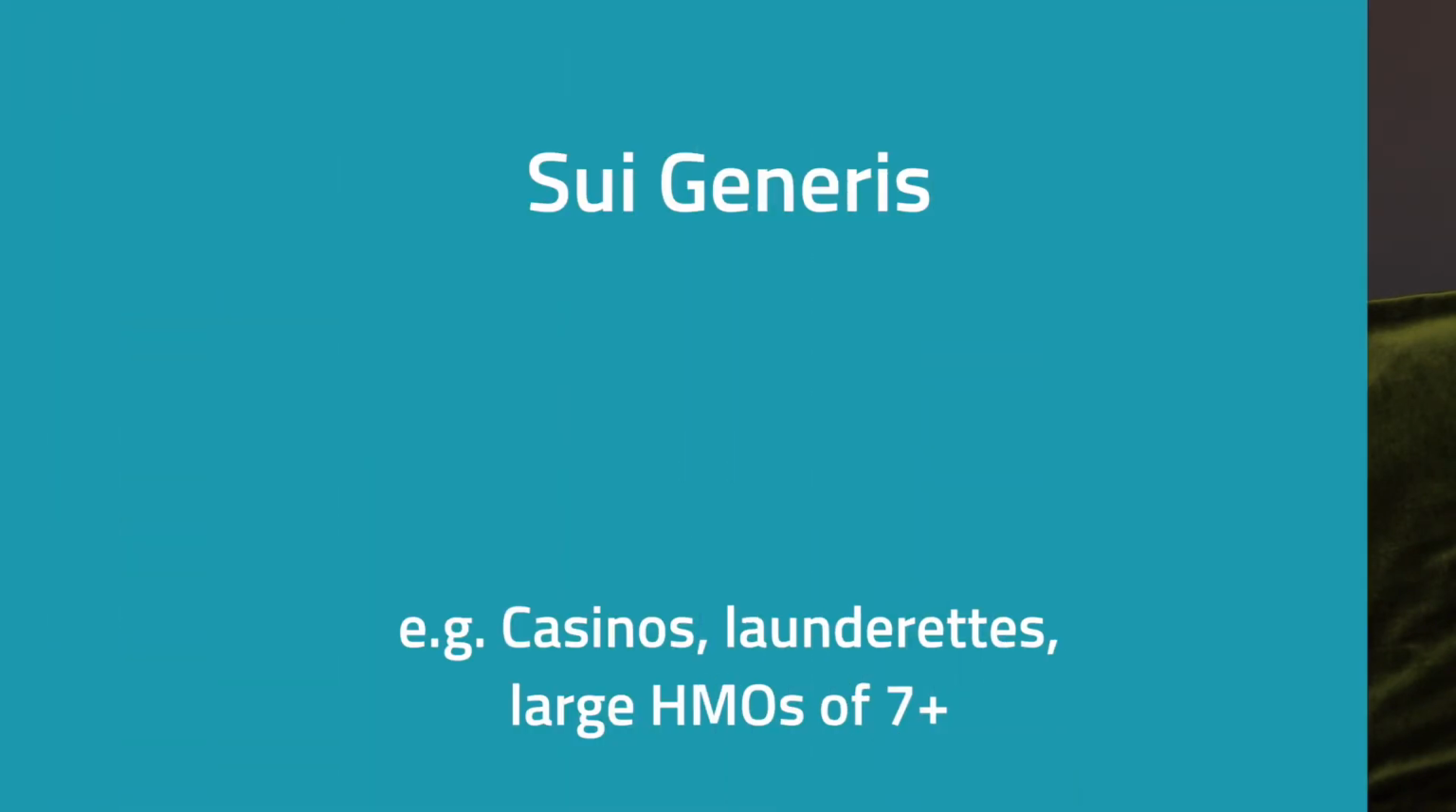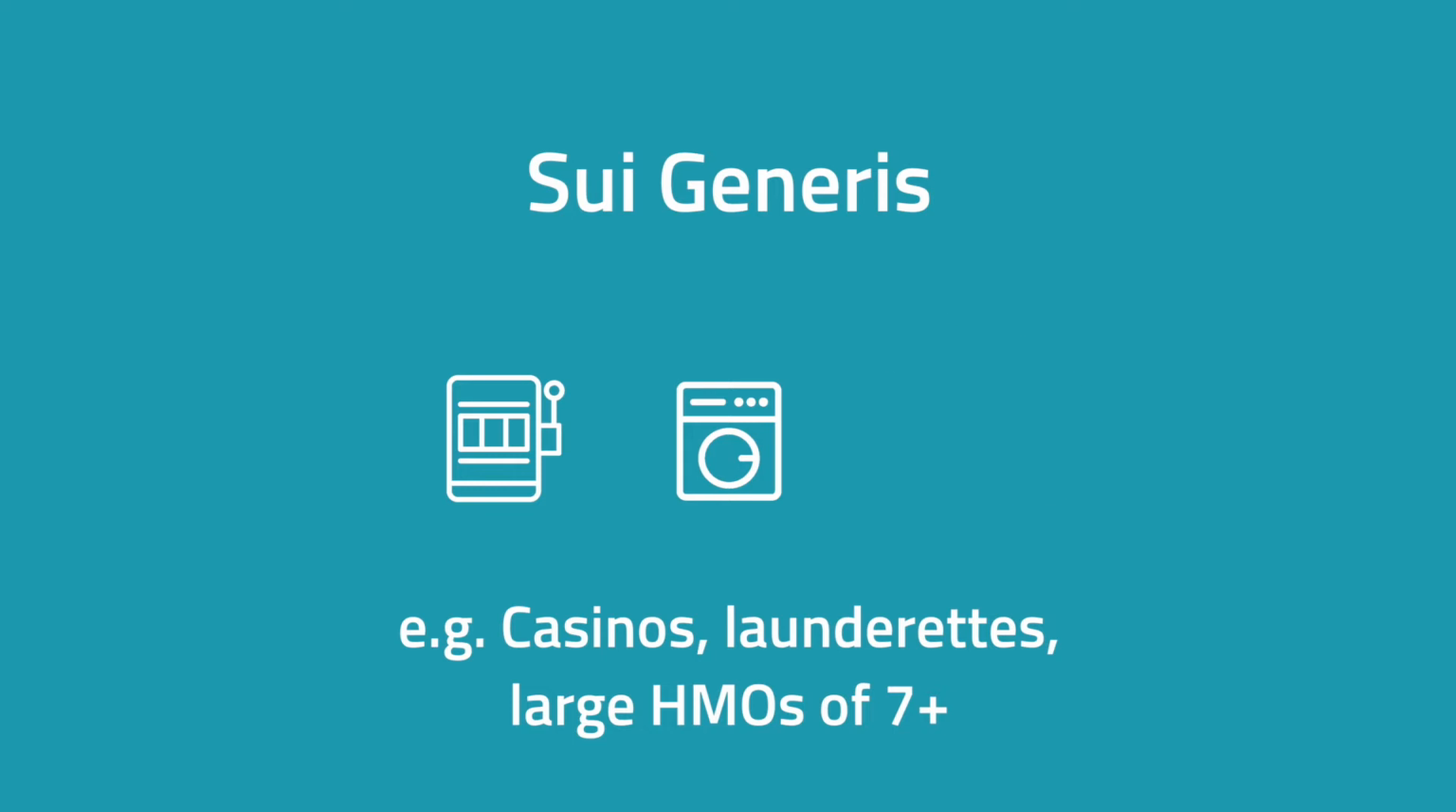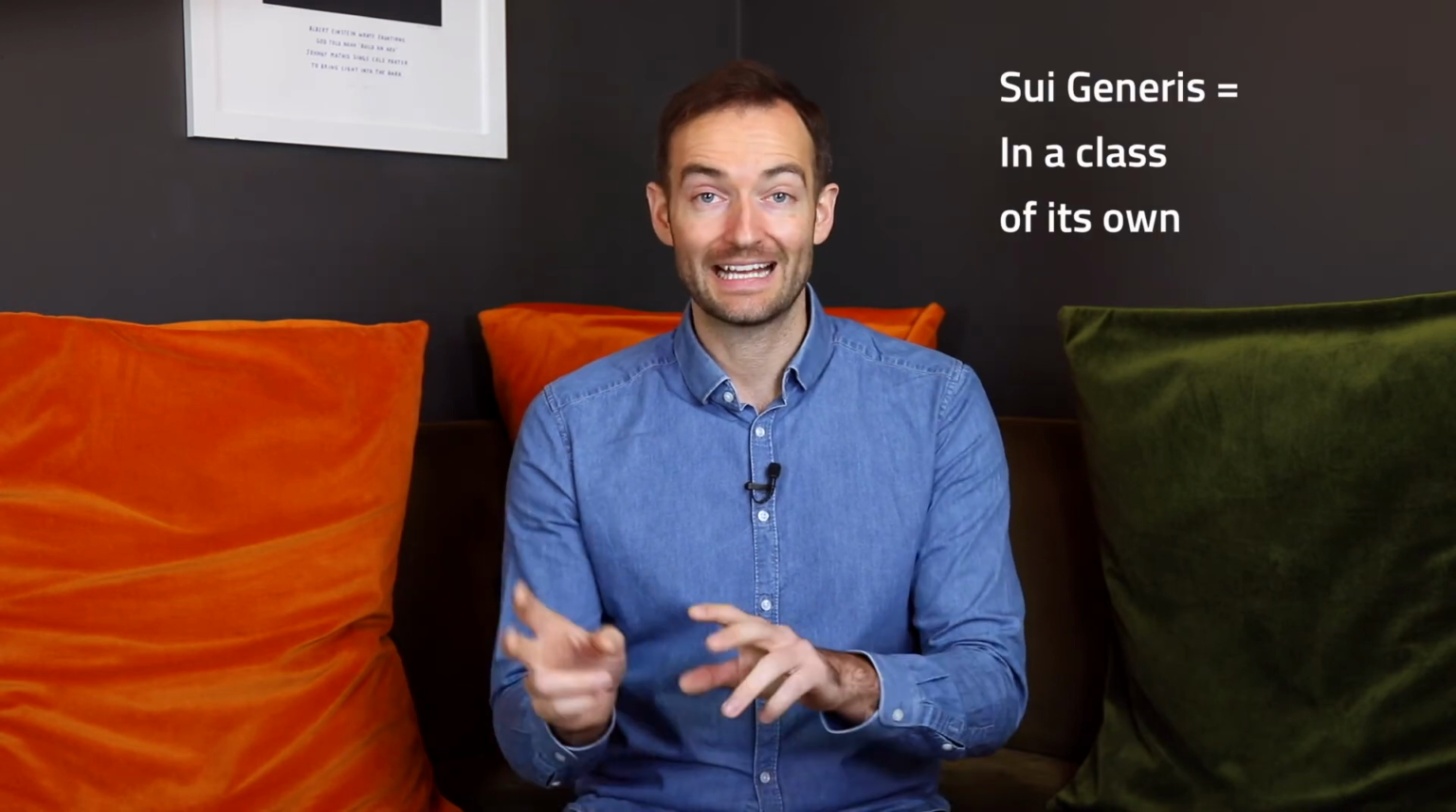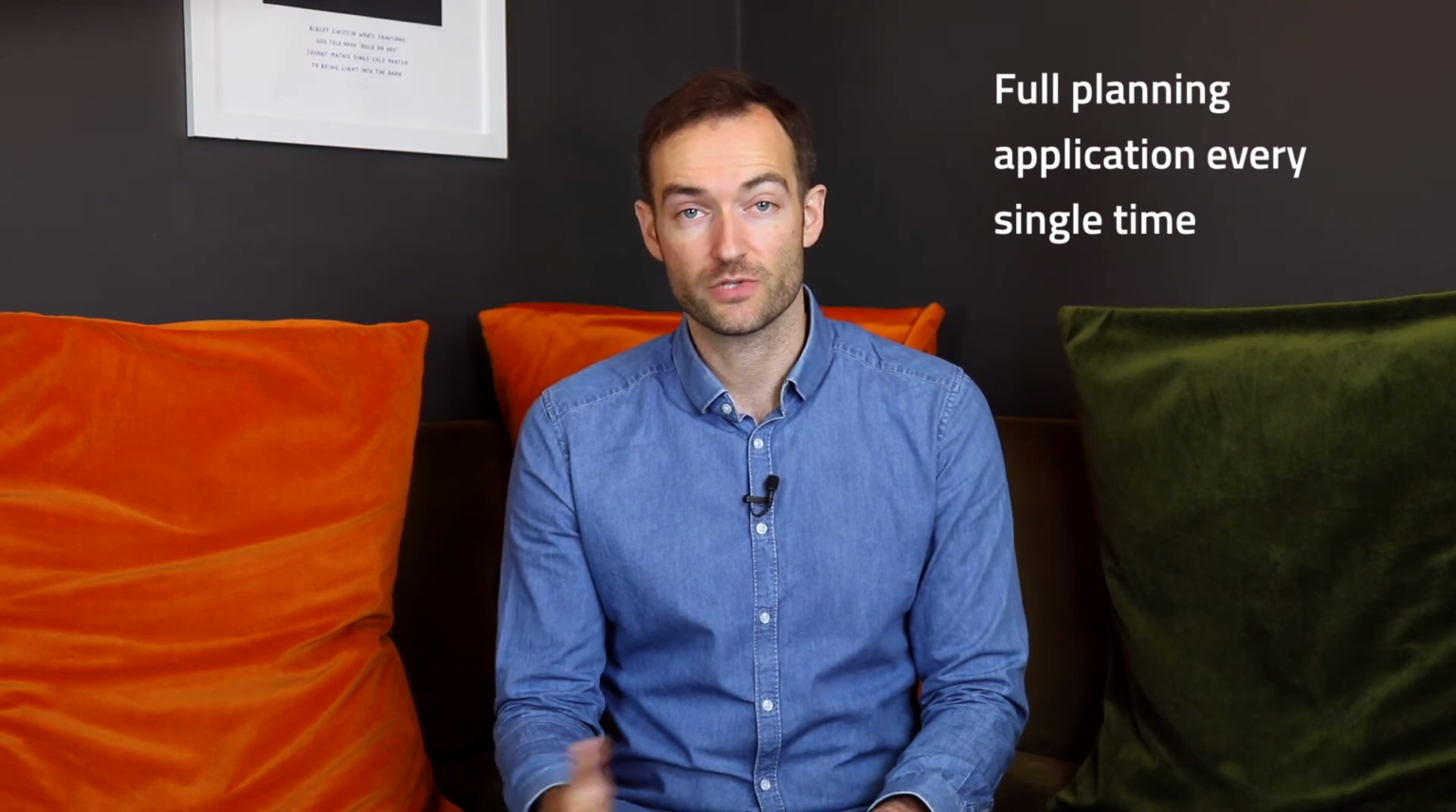Now once the government had divided up the majority of the types of properties in the UK, there are some types of properties that were left over, which didn't really fit into any of the other use classes. For example, casinos, laundrettes, and large HMOs of 7 or more unconnected people would fall into this category of sui generis. I call it the dustbin of planning classes because it's where everything else has ended up. It means in a class of its own. So when we apply for planning permission for 7 or 8 or 9 people, we apply for sui generis planning, and that is a full planning application every single time.